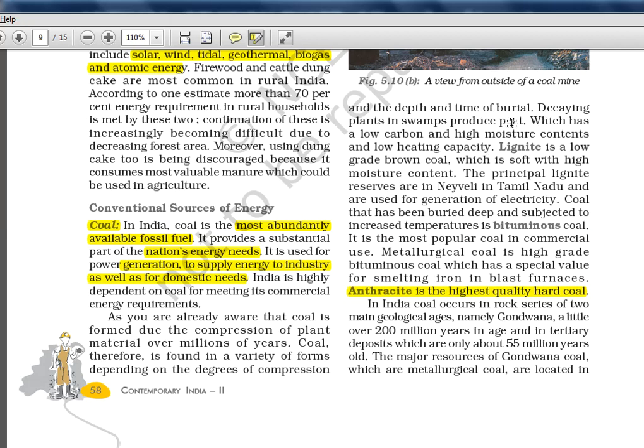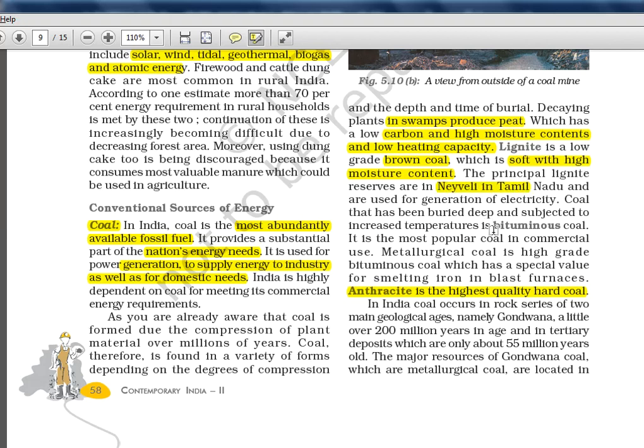Then decaying plants in swamp produce peat. Okay, there is peat coal which is actually low quality, not much important, it's there in my table also. Then low carbon, high moisture content. Okay, that's about the peat. Lignite is a low grade brown coal. If it is more black it is good quality, but this is actually brown coal, so again it is soft with high moisture content. So these two are not that good for electricity generation and all. Then Neyveli, which I told, Neyveli in Tamil Nadu, has the lignite reserve.